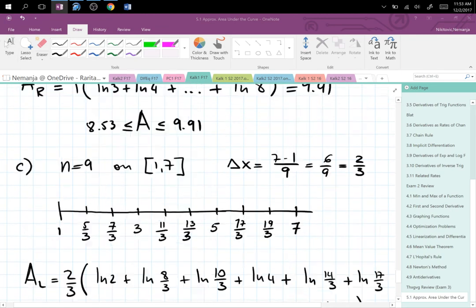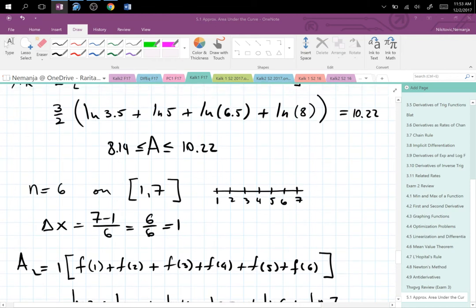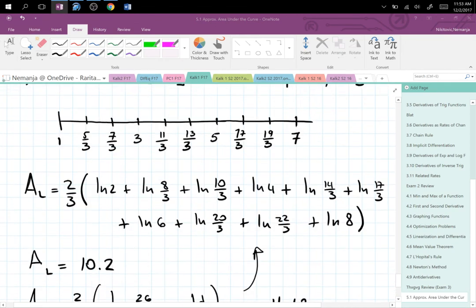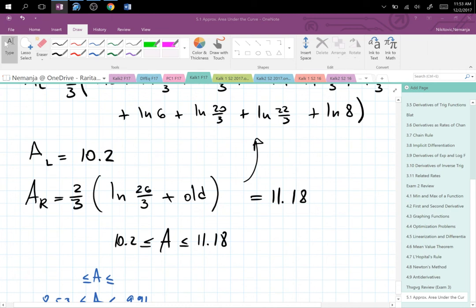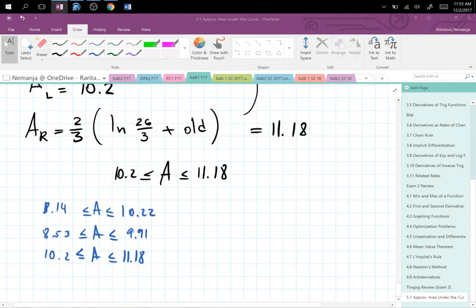Well, I don't like this. Something is wrong. 814, 1022. Something is wrong. This number is bad. It has to be in between 10 and 11, and can't be 991. So something is wrong with that number.